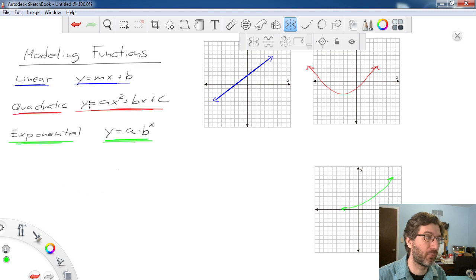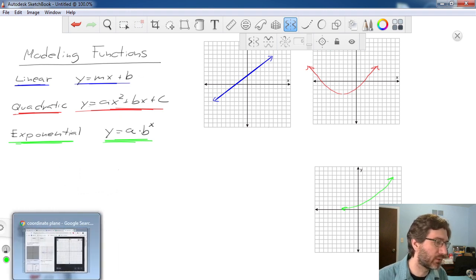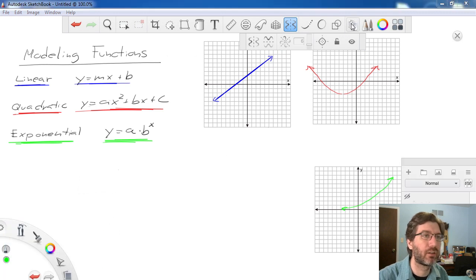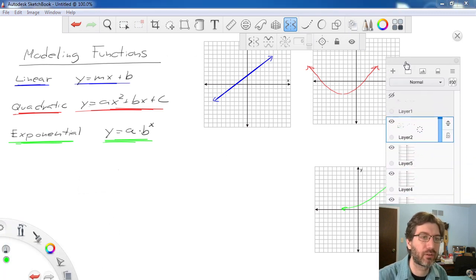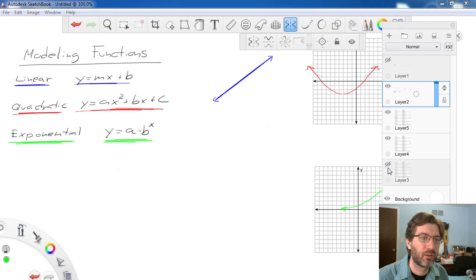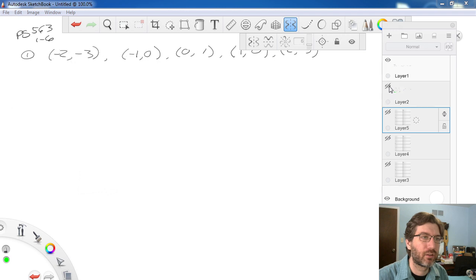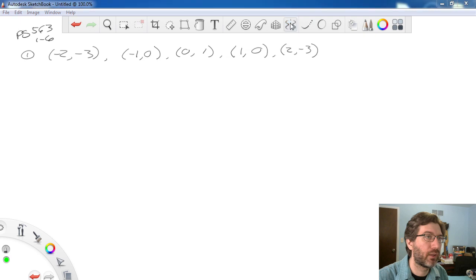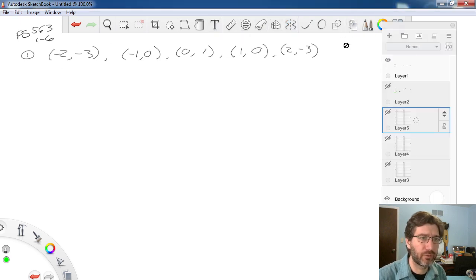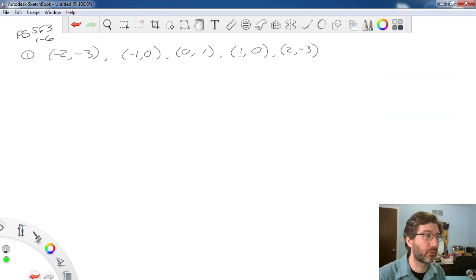So fitting these to models is what we're going to do. Our goal today is that we are going to be given a set of data. We're just going to be given some points. Let's get rid of all of this. We're going to be given a data set. Here I went ahead and copied number 1 from your homework. So we are looking at this data set right here. We're given a set of data.